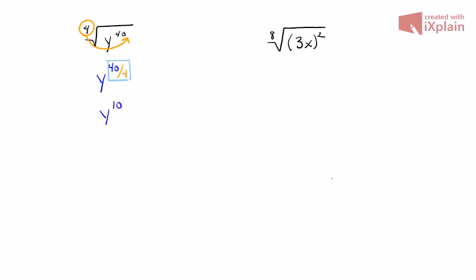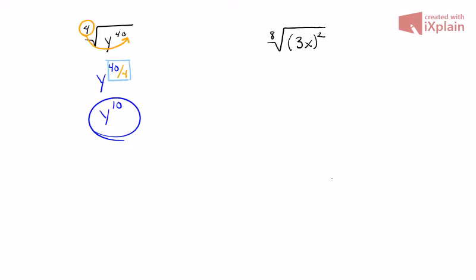We'll notice that the index is just 1. I almost said there is no index, but that would be incorrect. I'm saying that my index is 1. And we don't work with a first root. We only work with square root, cube root, and so on. So my final answer, I can just leave it as y to the 10th. Let's go ahead and move to the next one.